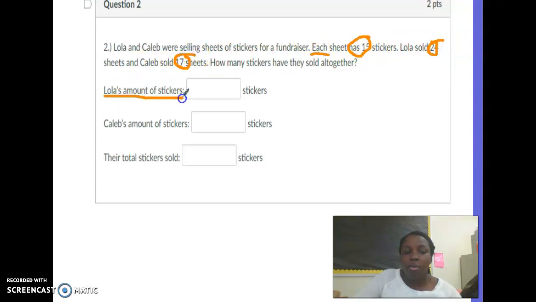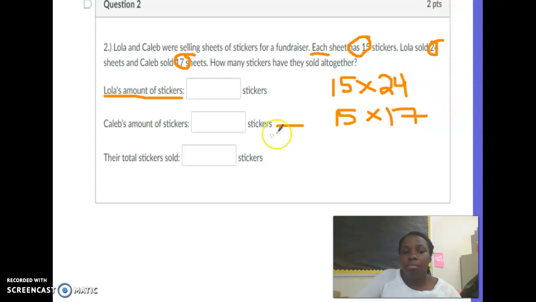First we need to figure out what is Lola's amount. I know each sheet is 15 and Lola sold 24, so that's Lola's. What is Caleb's amount? Caleb's amount is 17 sheets and there's 15 stickers in each sheet. So 15 times 17. Those are the two problems I'm going to be doing, and then their total is me adding both of these answers up, right? First we need to figure out what is 15 times 24.